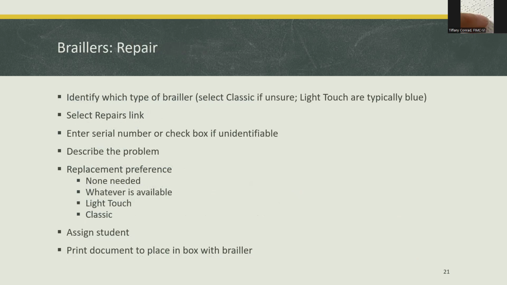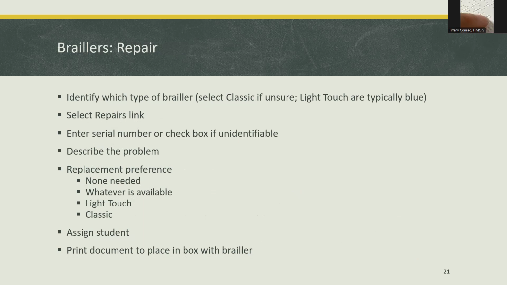For repairing braillers, it's all on the same page when you're in the portal, which I'll be showing you in just a few minutes here. You're going to identify which type of brailler needs to be repaired. So I said the light touches are normally blue and have the LT serial number, but if you're not sure, just select classic. Then you're going to select the repairs link, which will be right next to the type of brailler that you're looking at. And then a new window is going to pop up.